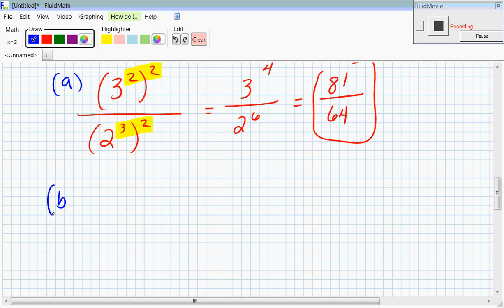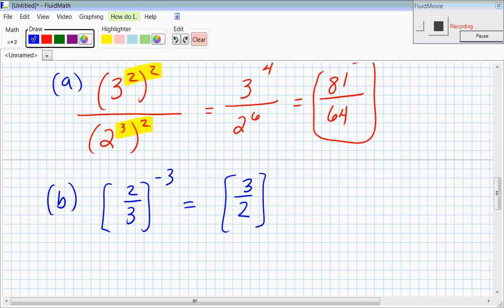Okay, let's do B. Let's do 2/3 all to the negative 3. Okay, what's wrong with this? There's a negative exponent. You're not supposed to have negative exponents in there. People get real upset when you do. So how do we deal with this? Take the reciprocal. Absolutely right. And what is the reciprocal of this? Yeah, the reciprocal of this is 3/2 to the what? To the positive 3. Very good. The reciprocal is 3/2 to the positive 3.